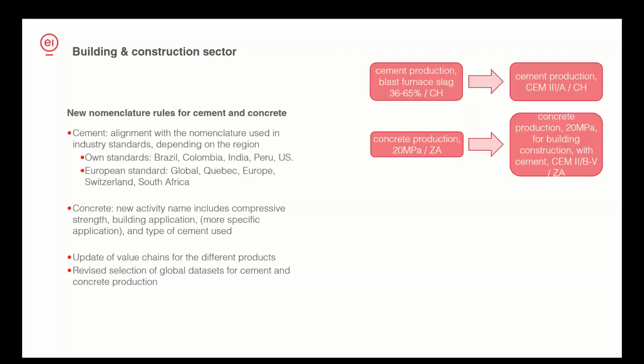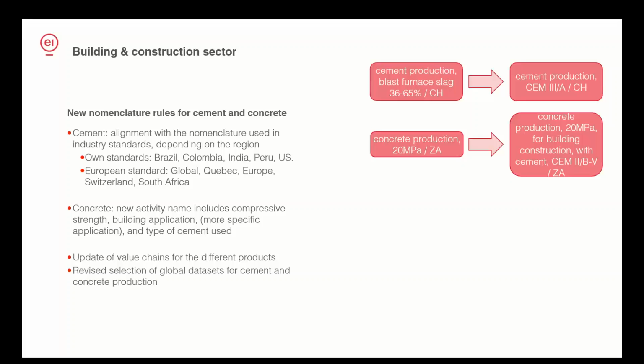So together with this change in nomenclature, we have also updated the value chains for the different products in the different regions, making sure that market mixes exist, that they represent the proper market shares, that production volumes are up to date, the transport is accurate, etc. We have added activities and markets to make sure each regional value chain is well represented in the database.